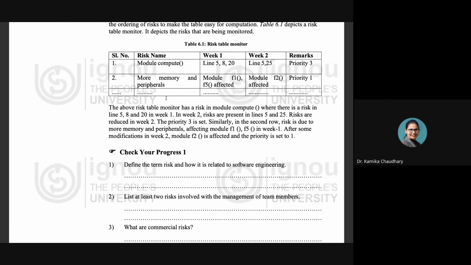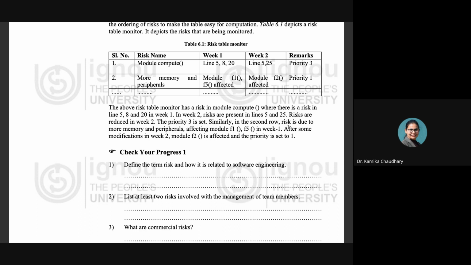So we can read it from here also. The above risk table monitor has a risk in module compute where there is a risk in lines 5, 8 and 20 in week 1. Week 1, lines 5, 8 and 20 have got a risk in the module compute. In week 2, risks are present in line 5 and line 25. Risks are reduced in week 2 because we have seen in week 1 there were 3 lines on which the risks were there, whereas in week 2 the lines have been reduced. So the priority 3 is set.